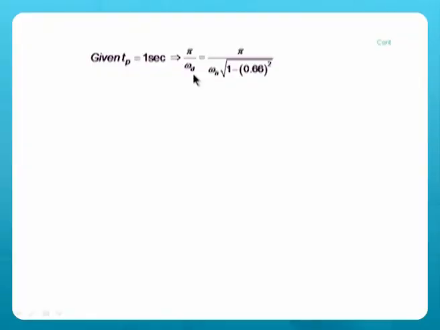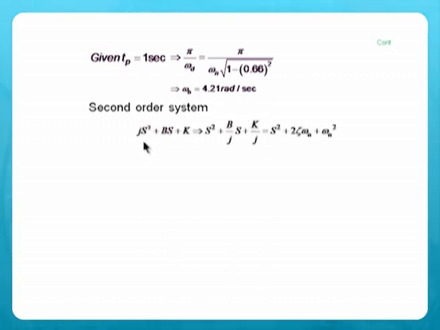So from this you can use this formula pi by omega d, and you can get omega n from this as 4.21 radians per second. So the second order system denominator, you can see here, can be written in this way to compare with the standard second order system.